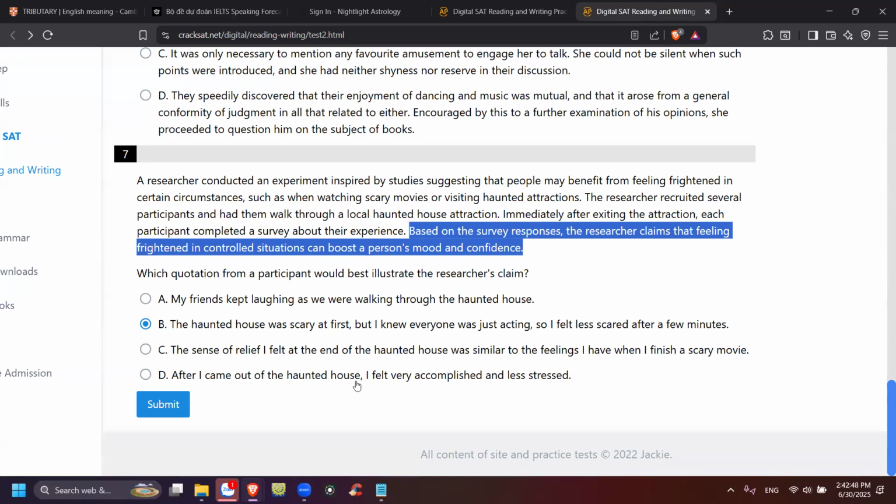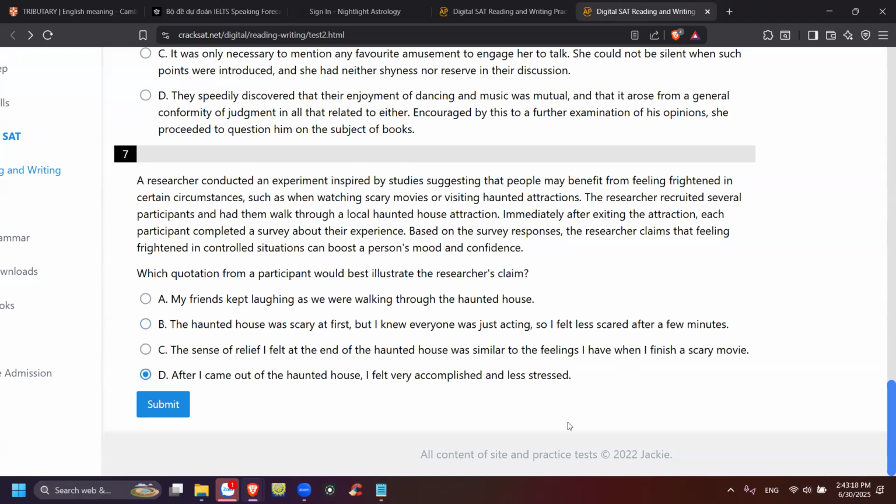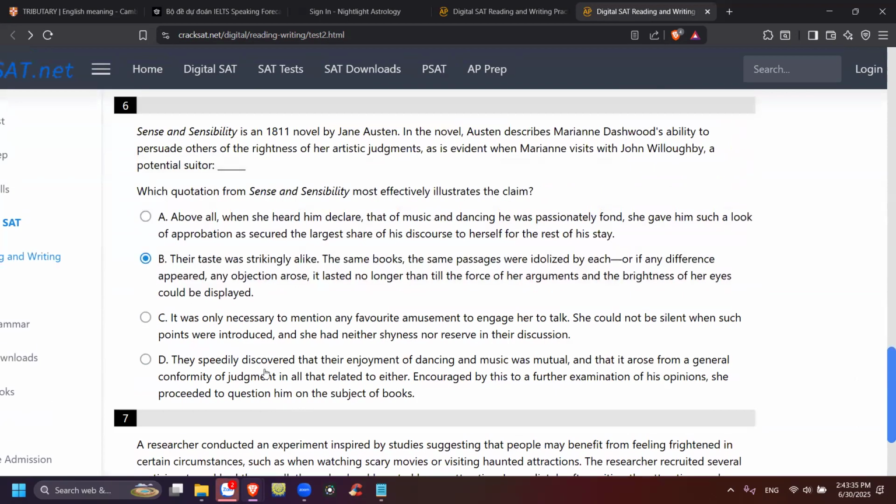It's weird, right? Why is it wrong? Best illustrate the researcher's claim. It's not clear whether the feeling of being frightened is while going in the house or after going in the house. I think it's to boost a person's mood and confidence after that, then it's D, it makes sense. Let's get back to it after a few minutes, because we're also considering between B and D, so it's either one of them. It's fine. All right, so next one is which question?